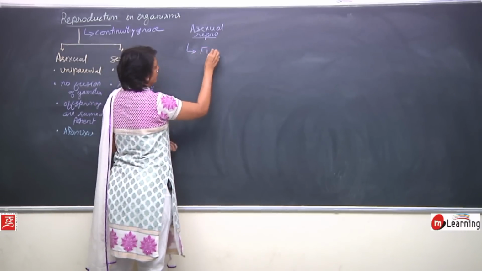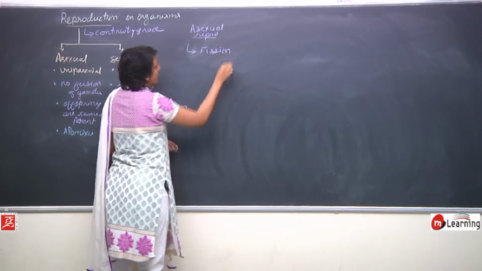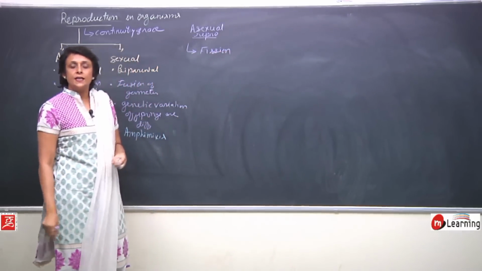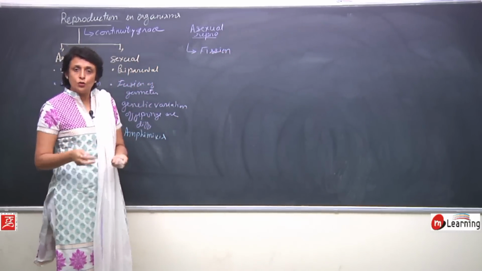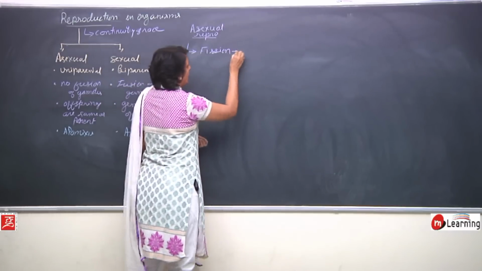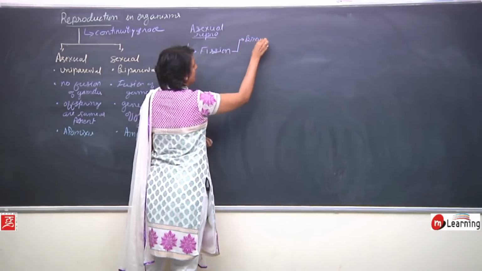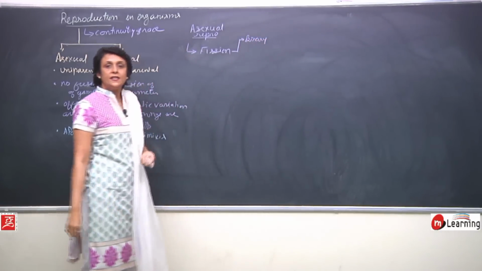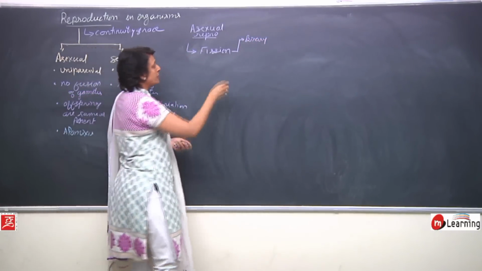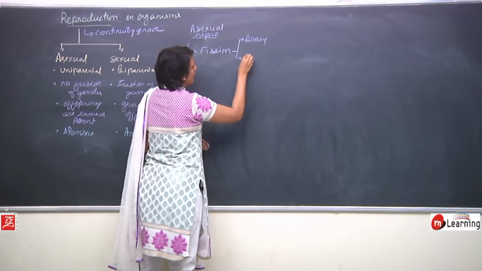One is fission. This fission basically is the parent cell splits into daughter cells. It can be binary fission, that means one parent cell splits into two daughter cells, or it could be multiple fission.